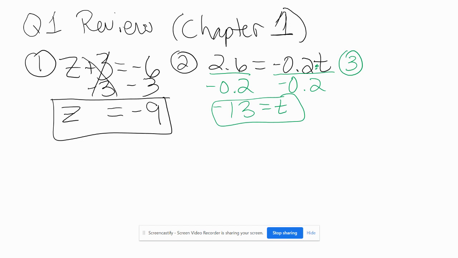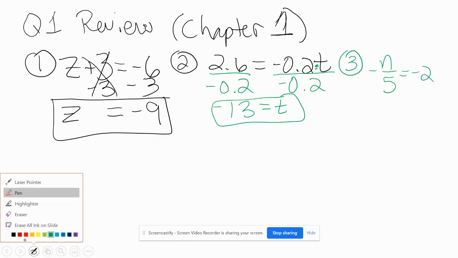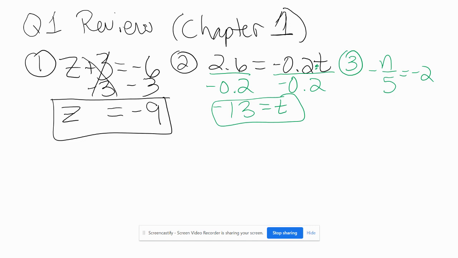Number 3, we have negative n over 5 is equal to negative 2. So remember, that's really not a fraction, it's division. That's negative n divided by 5. The opposite of dividing by 5 is multiplying by 5.